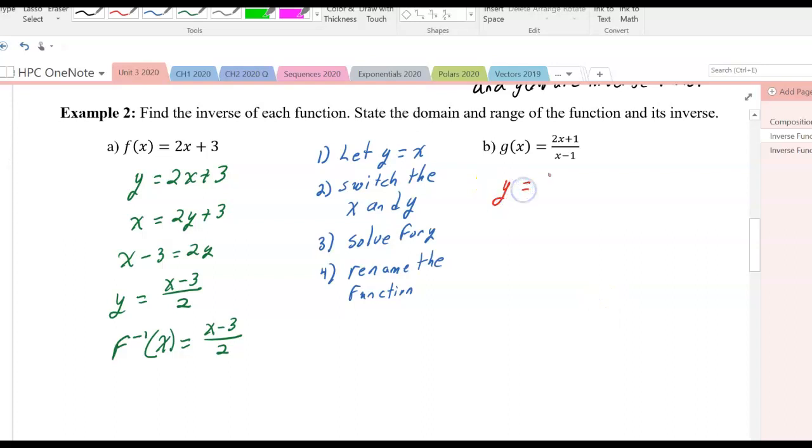All right, so here's step 1. So you're just calling it y. Step 2, I'm going to switch the x's and y's. Okay, at this point, I'm going to multiply by y minus 1.